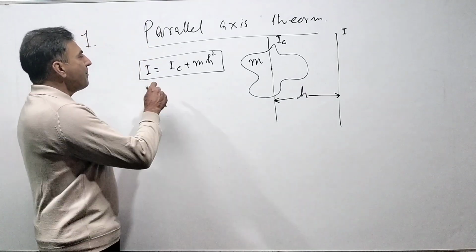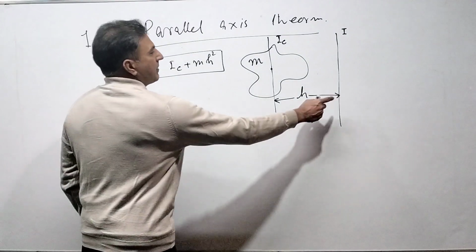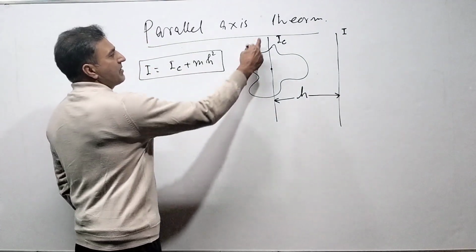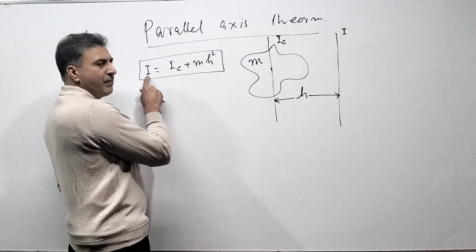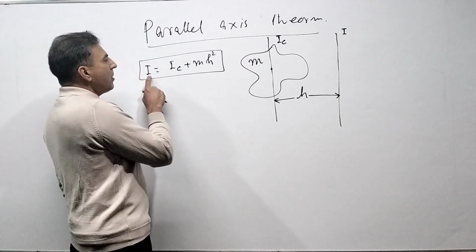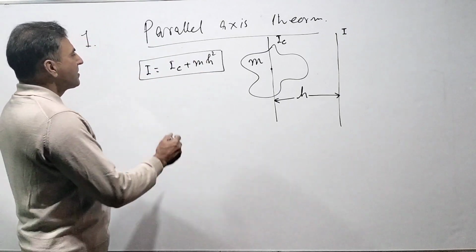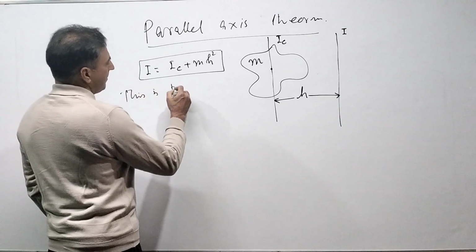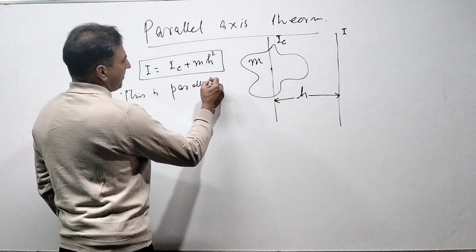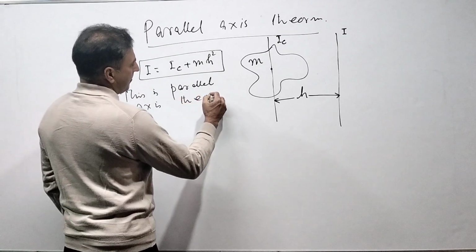That's all. Suppose sometimes you know the moment of inertia about this axis, then you can find moment of inertia about the center of mass axis. If this is known, this can be found, and if this is known, this can be found. So this is a very important theorem. This is the parallel axis theorem.